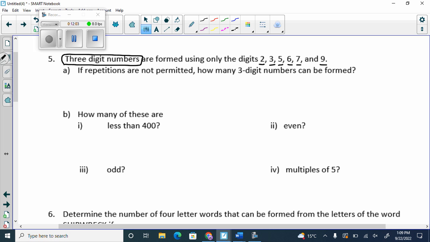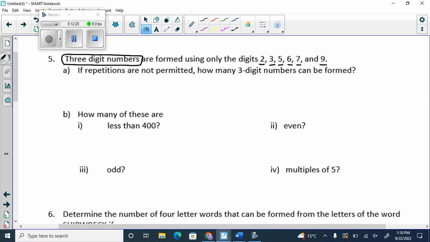Yeah, totally. So I can't use 1. I can't use 0. I can't use 8. I can't use 4, no matter how much I love them. 4 is my favorite number. Can't use it. It's not up there. Repetitions aren't permitted for A or B, just so you know. I should have put it there. I didn't. You can't repeat for A. You can't repeat for B.